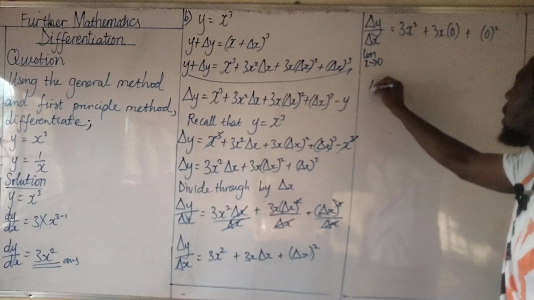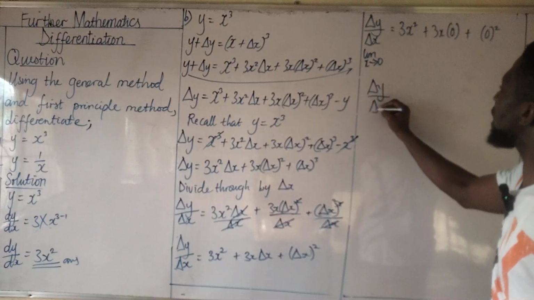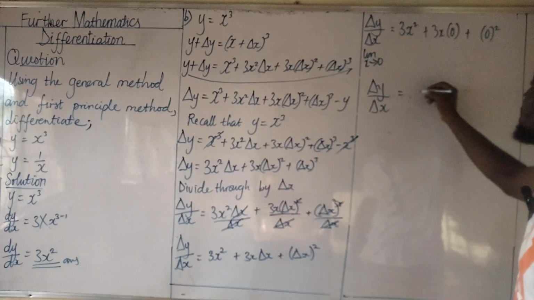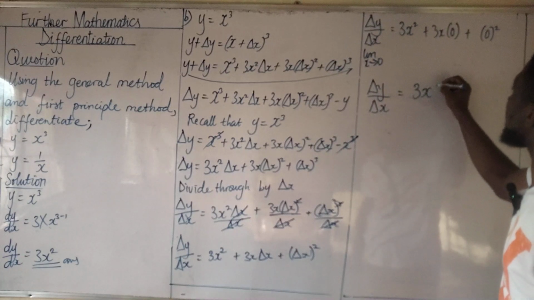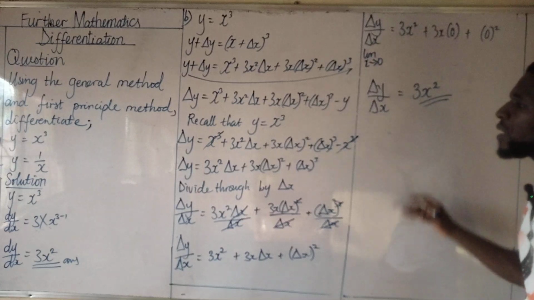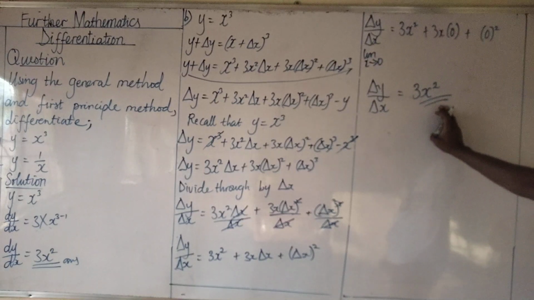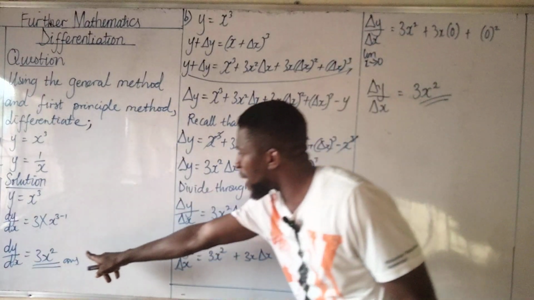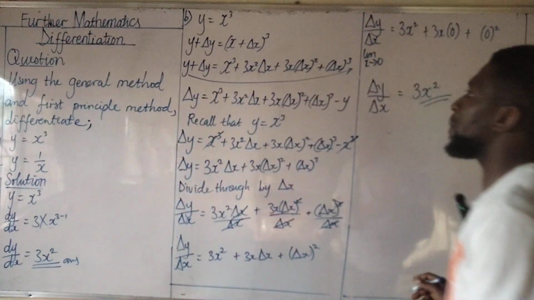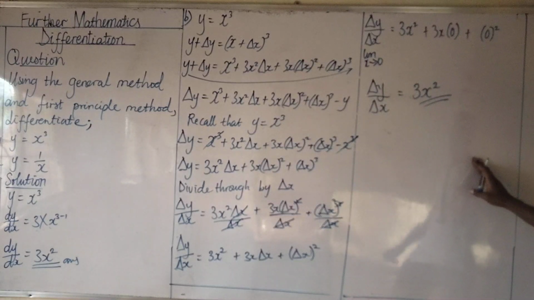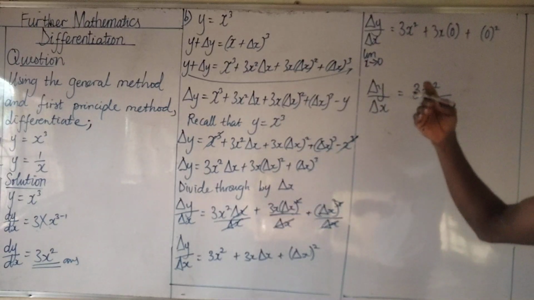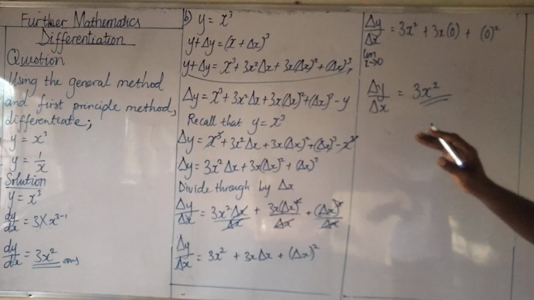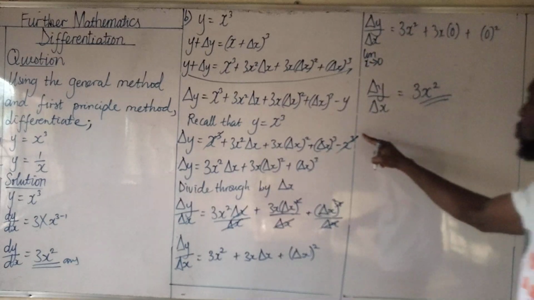Okay, at the end we have that our change in y over change in x is equal to what? This 3x times 0 is 0, this is 0 already, so what is remaining is 3x squared. So this becomes our answer. If you look at what we obtained here using the first principle method, 3x squared, and what we obtained when we differentiated that function using the general method, you will see that they are the same thing. So that is the idea of what we're talking about, using the general method and first principle method of differentiation to differentiate that function of number 1. So let's go over to number 2.